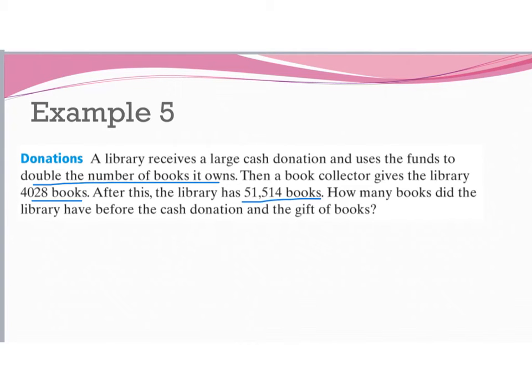Okay, so again, I know that my total is 51,514 books, and that's going to be equal to, if I come up here, it says it's going to use the fund to double the number of books it owns. So to double something, that really means that you're going 2 times the number that you currently have. Then we're told that a book collector gave 4,028. So if somebody's giving you something, they are adding to your collection. So we have 4,028 books. Now what I have to do is go about solving for my n.